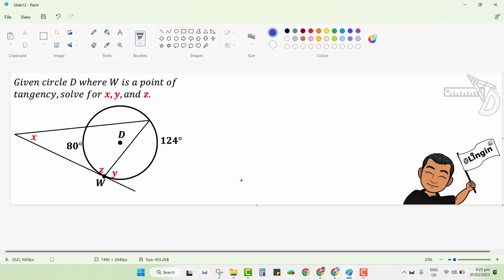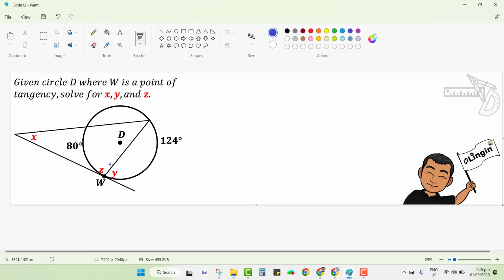In order for us to solve the unknown variables, aside from the given that point W is a point of tangency, which ultimately tells us that this is a tangent line, we also need to understand what the representations of x, y, and z are. For x, this is an angle formed outside circle D from a secant segment and a tangent segment. So this is an angle formed outside, again by a secant and a tangent segment.